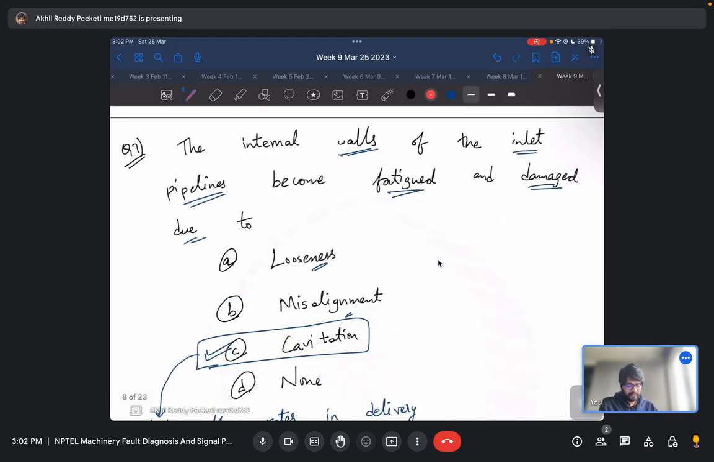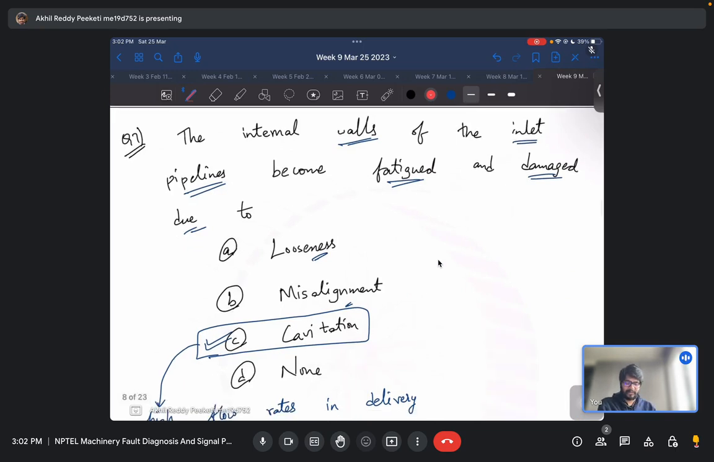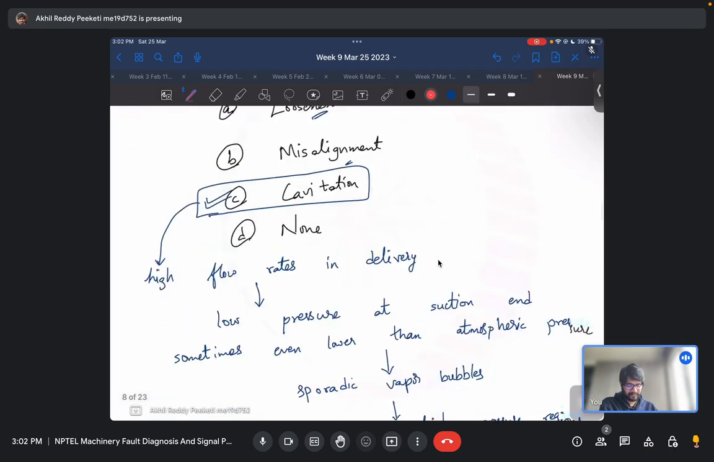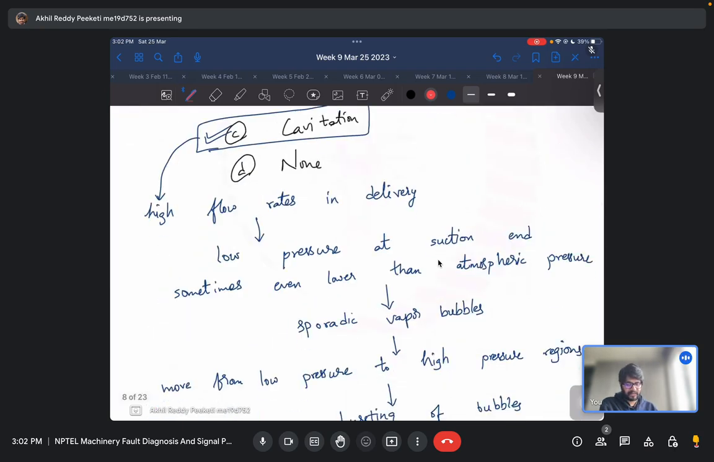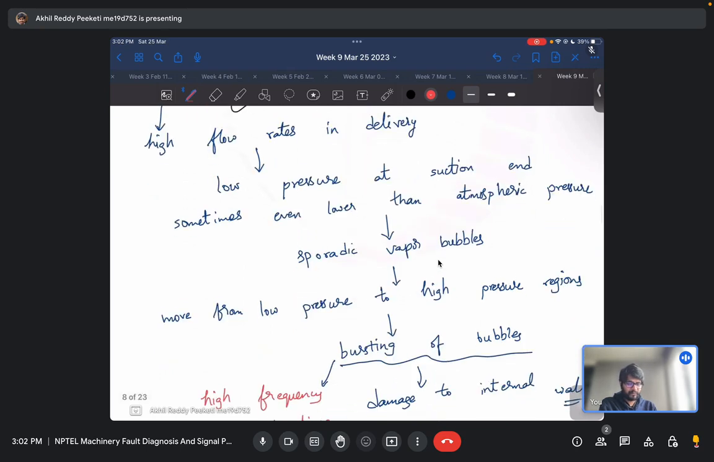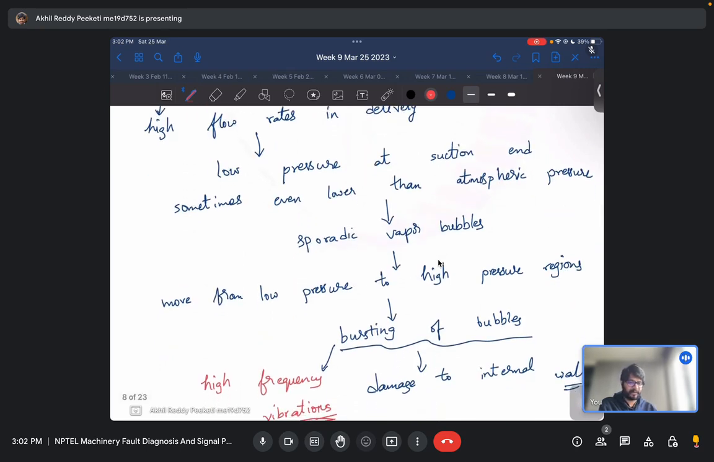So once again, the internal walls of the inlet pipelines become fatigued and damaged in time due to cavitation. And the reason why cavitation happens is because when you have very high flow rates in the delivery, the pressure at the suction end or the inlet end becomes so low that it sometimes could be lower than the atmospheric pressure itself. So that could generate sporadic vapor bubbles, which move from low pressure where they are generated to slightly higher pressure regions at the inlet side itself.